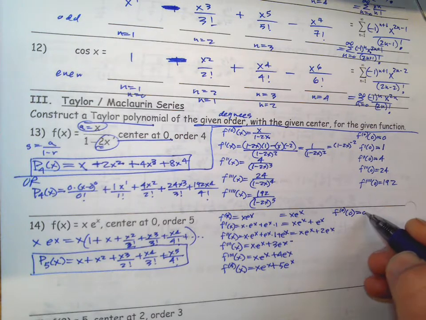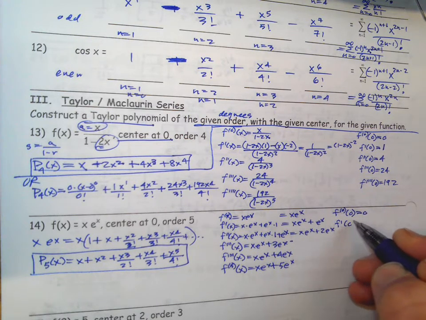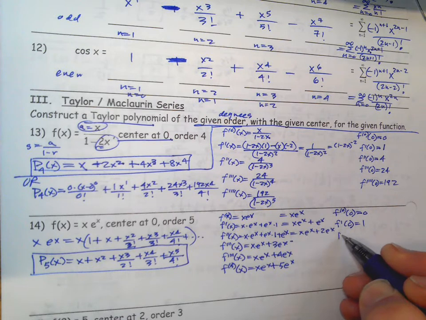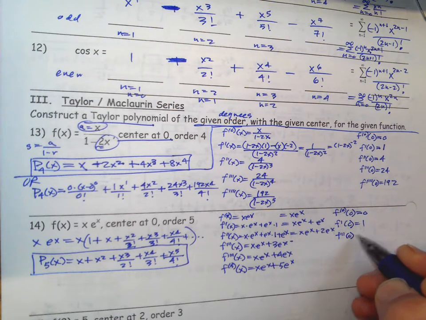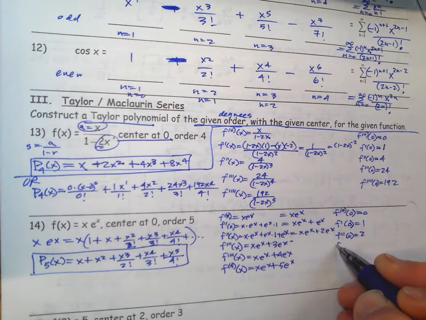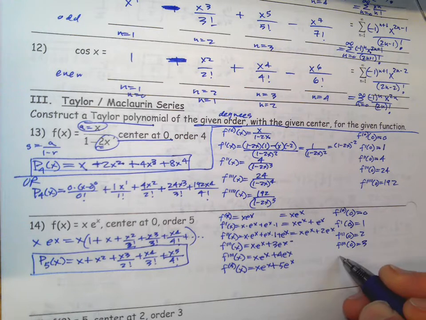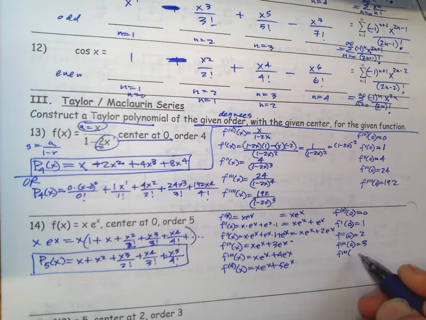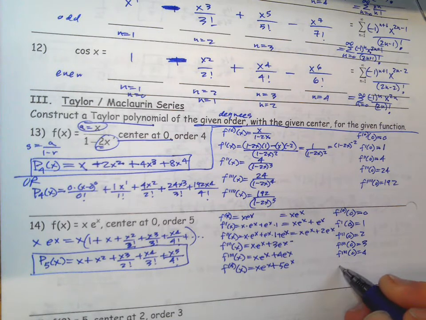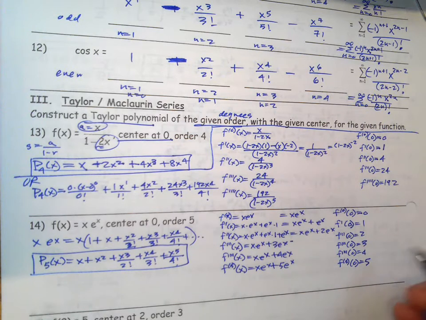And that's going to be 0. And that's going to be 1. And that's going to be 2. And that's going to be 3. And that's going to be 4. And that's going to be 5. So it's very doable. It just takes a lot of time.